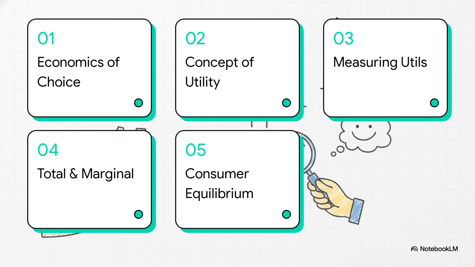Here is our roadmap for this session. We'll start with the economics of choice, then explore the concept of utility, move on to measuring satisfaction with utils, dive into total and marginal utility, and finally wrap up with finding consumer equilibrium.